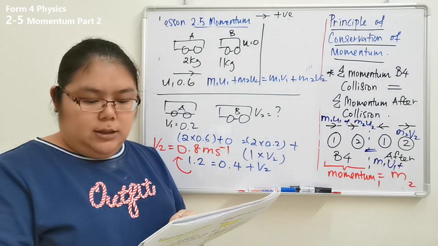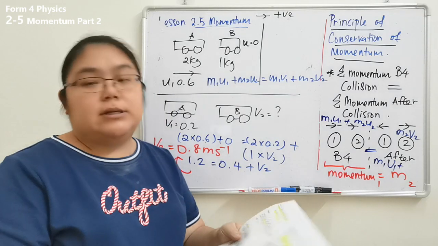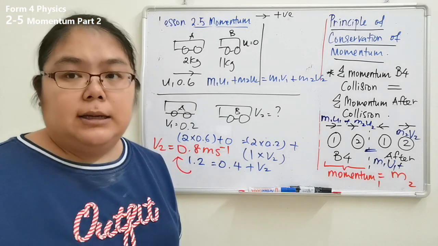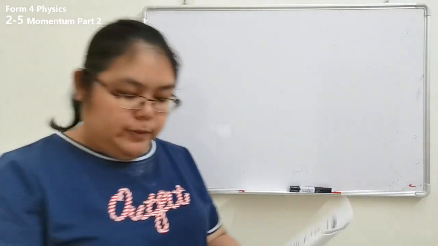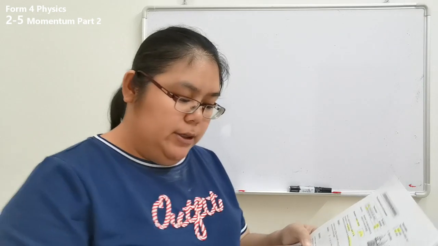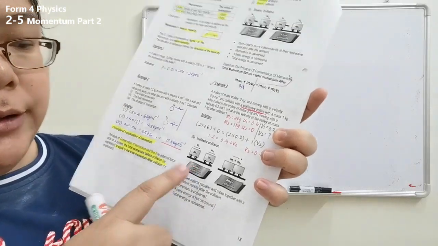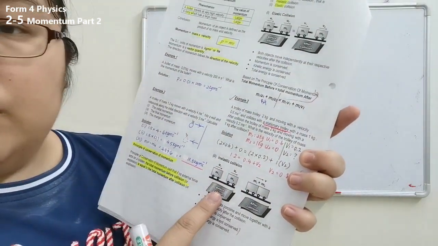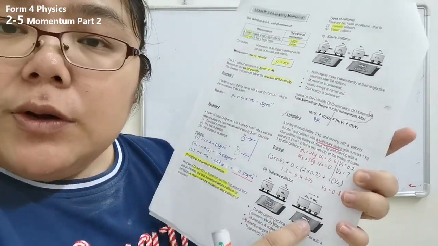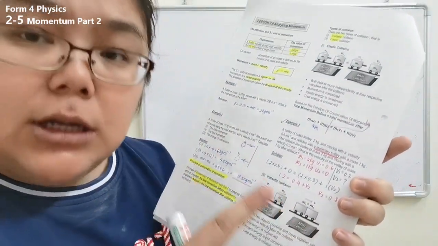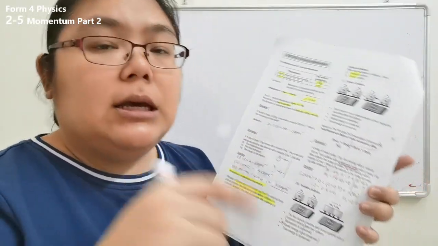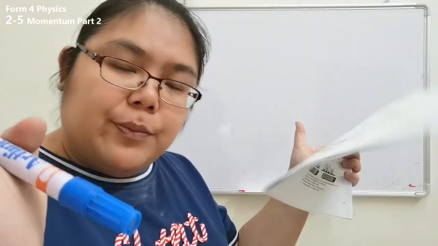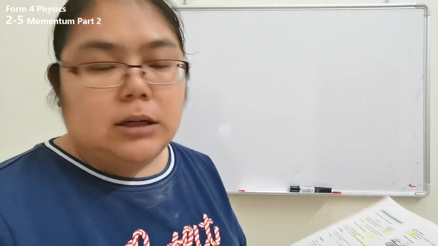After finishing the elastic, I need to go to the second one, the inelastic collision. Then we start with the inelastic collision. You can see the diagram here. First, before collision, can you see the trolleys are separate? After collision, can you see the trolleys become stuck together? When they stick together, this situation we call inelastic. Inelastic means they cannot separate elastically, they stick together.